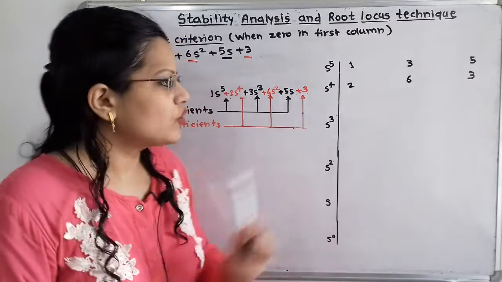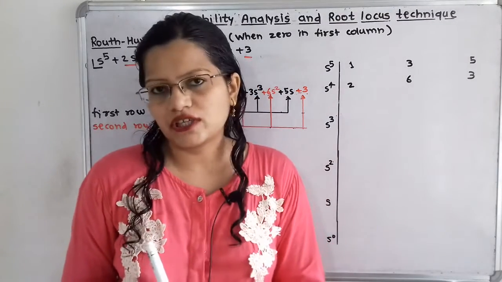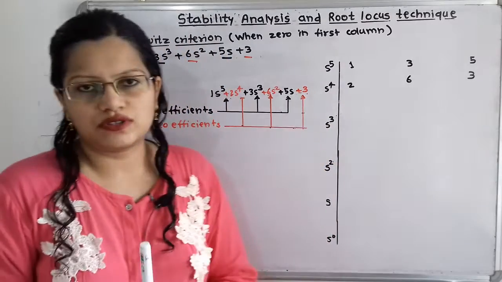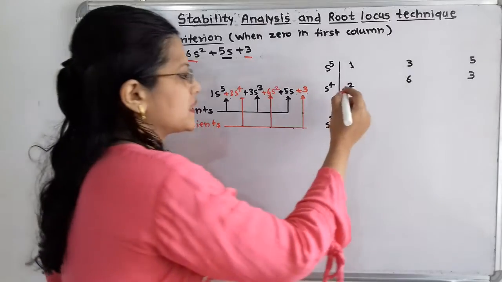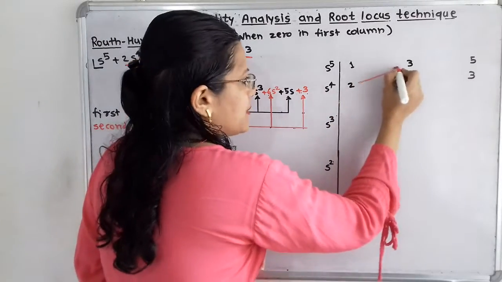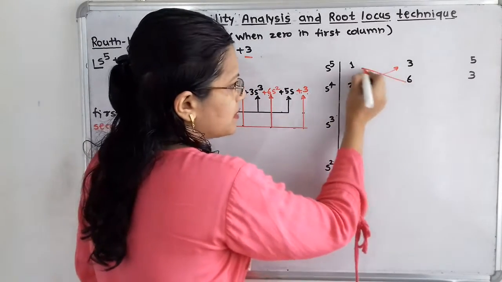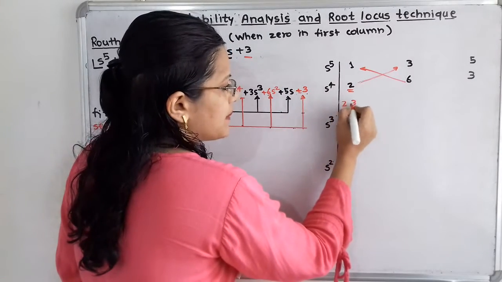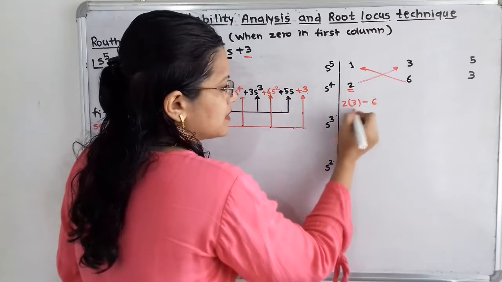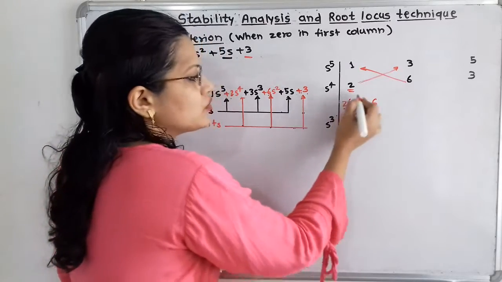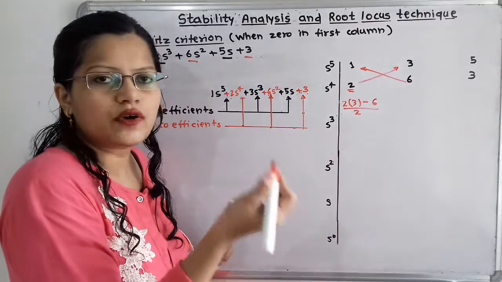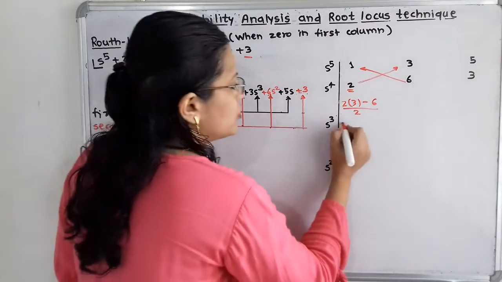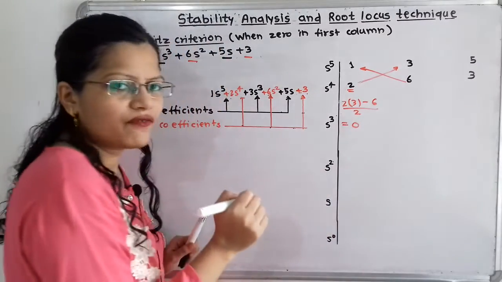Now the next row we have to complete by calculation. We will calculate with the help of the first two rows. I will mark here with an arrow: 2 multiplied by 3 minus 6 multiplied by 1, divided by 2. So 6 minus 6 is 0, and 0 divided by 2 is equal to 0. So here 0 appears in the first column.